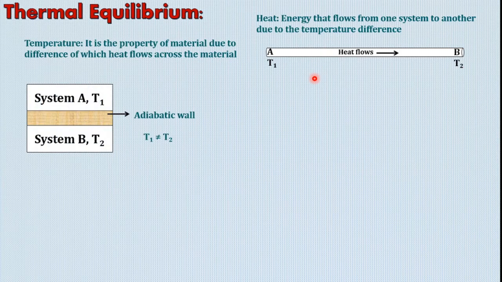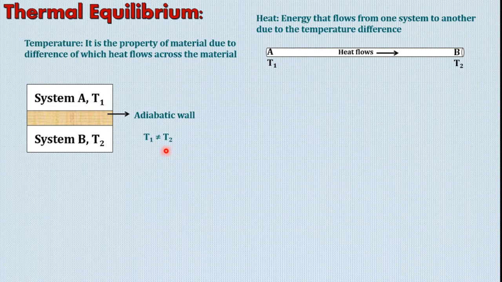Now let me move further and consider system A is at temperature T1 and system B is at temperature T2. Both the systems are separated by an adiabatic wall. So what is the meaning of adiabatic wall? Adiabatic wall is the wall that does not allow transfer of any kind of energy across the boundary. So this wall itself acts like a boundary between system A and B. These two temperatures are different, so T1 is not equal to T2.